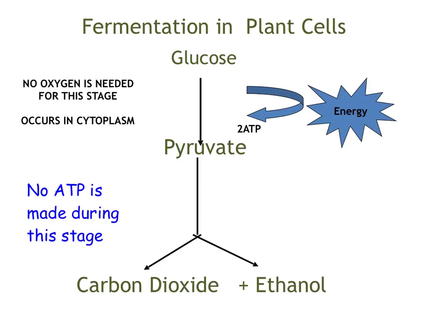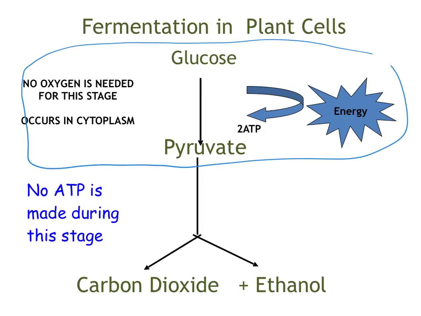Like aerobic respiration and fermentation in animal cells, the first stage that happens is the same. It occurs in the cytoplasm, no oxygen needed for this stage, glucose is broken down to pyruvate, and again you form the 2 ATP molecules. But what happens to the pyruvate in this stage is that the pyruvate is broken down to carbon dioxide and to ethanol or alcohol. There's no ATP made during this stage.